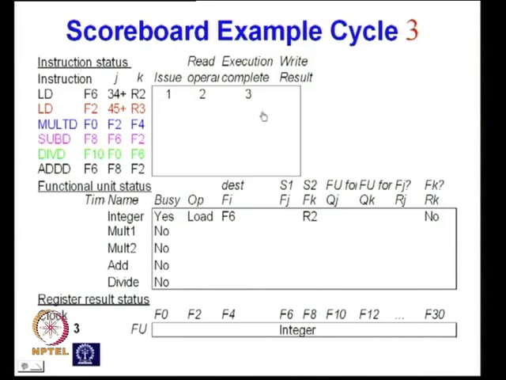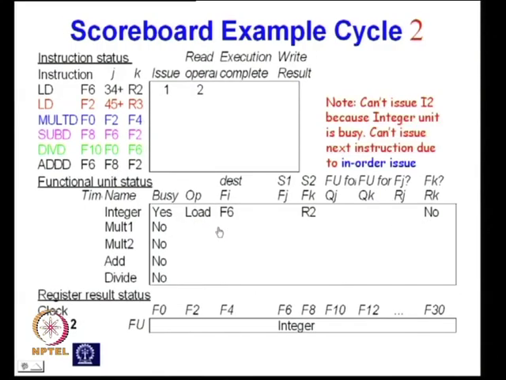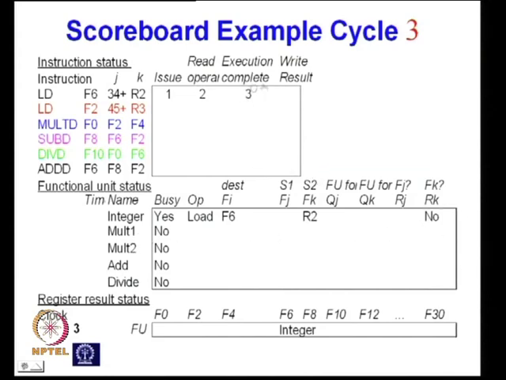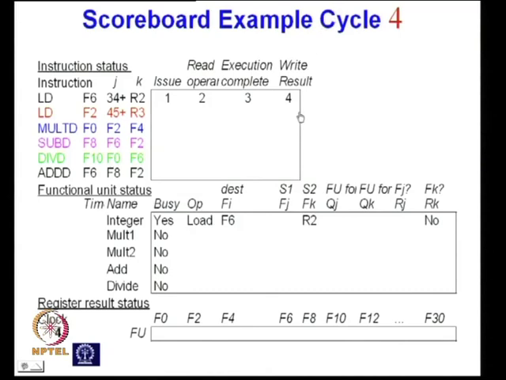So, we go to the third cycle, execution is completed, and execution is completing because it requires two cycles, and you can see how the status is being changed here. Not much has changed compared to the previous one, but only this has changed. Then it has gone to the write back stage, it will write the result into F6, and after writing the result you can see that the functional unit is no longer shown here, because now the functional unit is released. After it has completed writing the result into the register F6, it is not shown here.